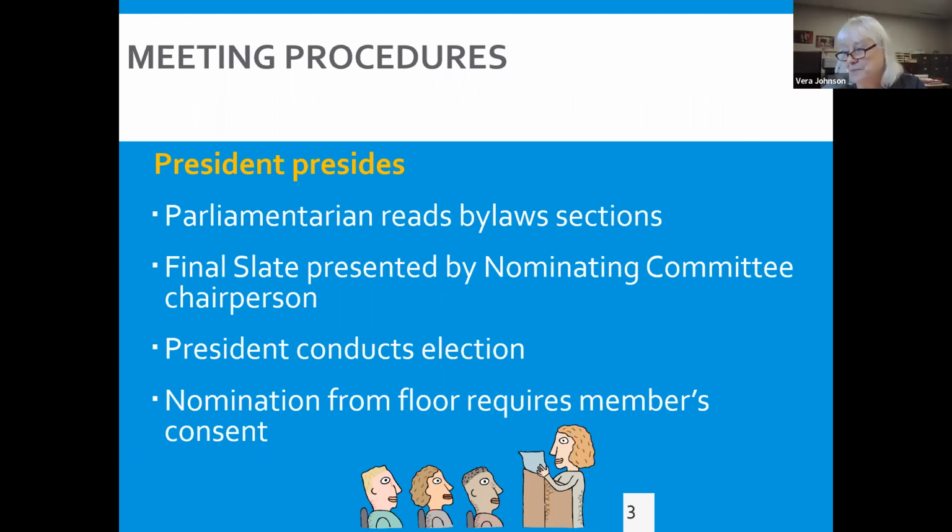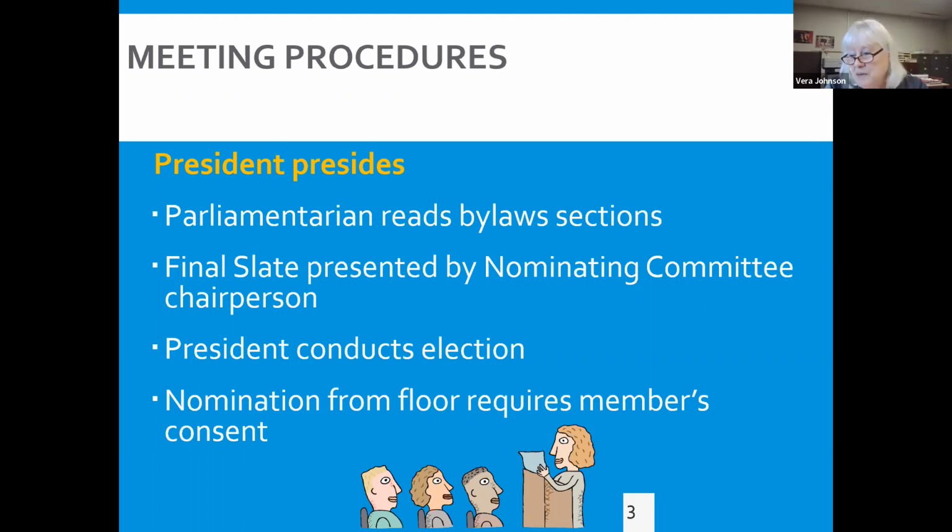Meeting procedures. The president presides over the election with the election of officers listed under new business in the agenda. The president should meet with the parliamentarian before the meeting to review procedures. The CAPTA PTA election checklist and election script in your handouts can be used during your preparations. It's always better to be overly prepared than be scrambling during the meeting.